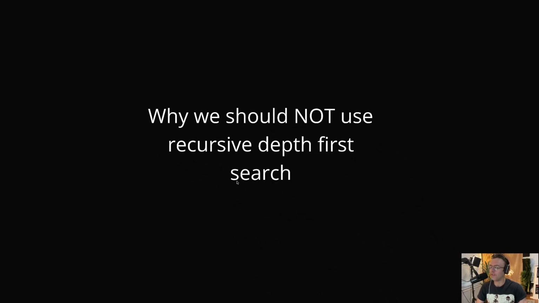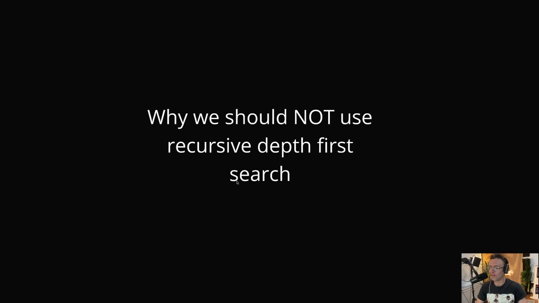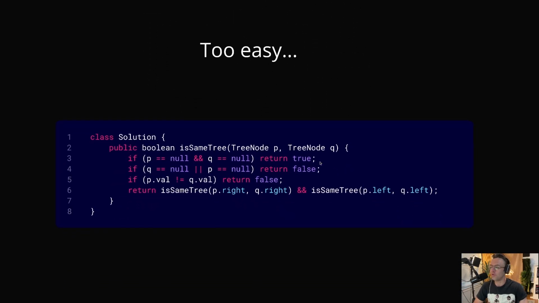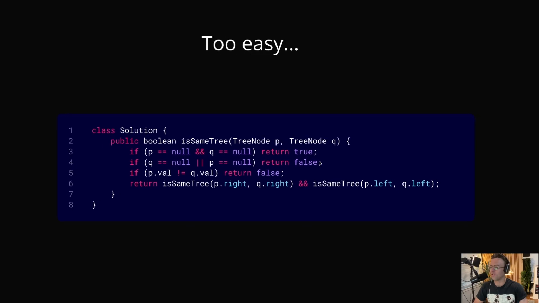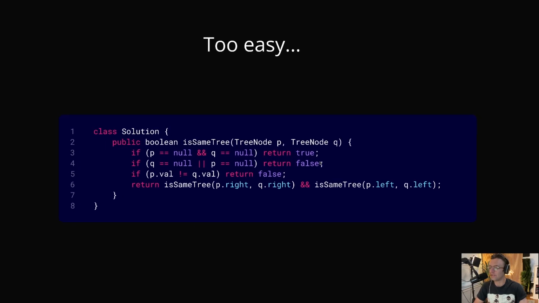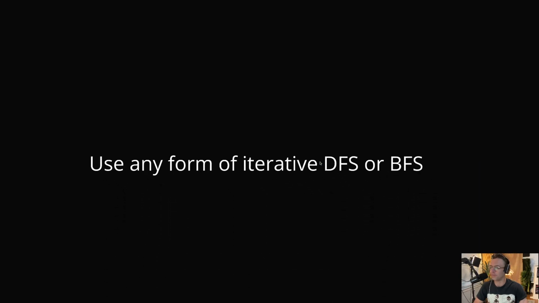But I'm going to give you a warning, or somewhat of a piece of advice. With these very easy tree questions, you should likely stay away from recursive depth first search for one simple, very strange reason. It's going to be too easy. Recursive depth first search is going to be so easy that they're likely going to ask you for the iterative version, which we are about to implement.